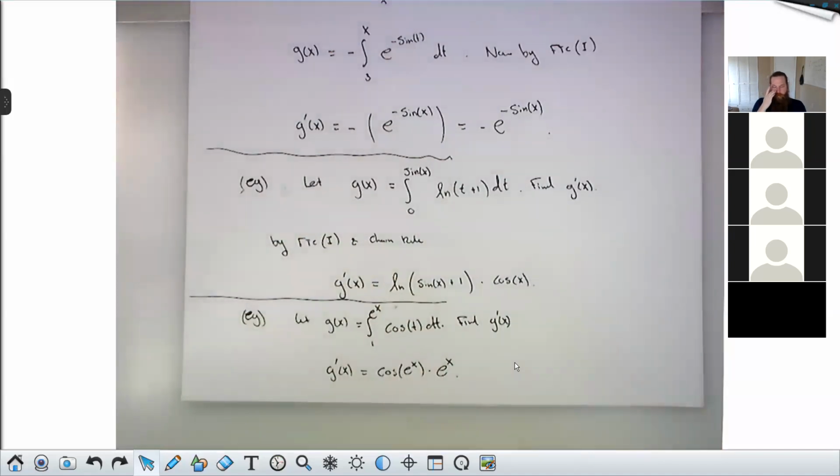All right, I think that's enough FTC1. FTC1 is useful sometimes, but nowhere near as useful as FTC2. So I'll give a second if you're writing.